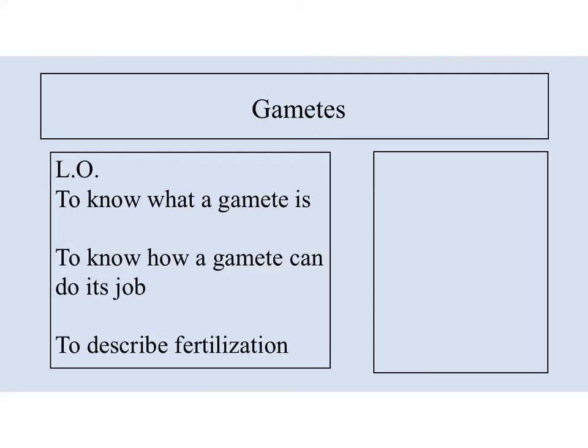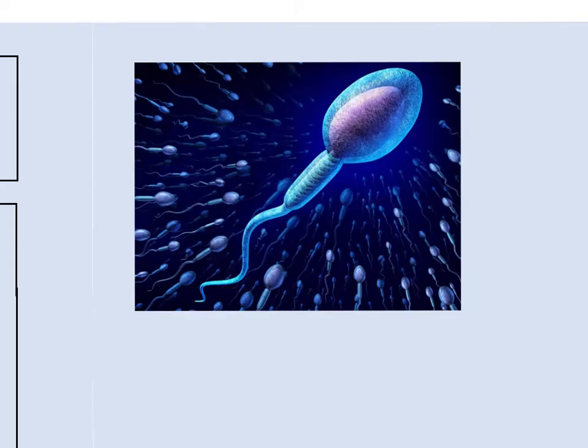So in today's lesson, we're going to look at gametes and we're going to look at fertilization. So first of all, we need to know what a gamete is. We need to know how a gamete can do its job. And then the next thing would be to actually describe the process of fertilization.